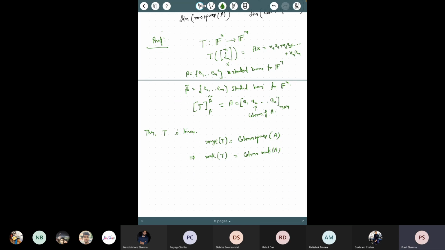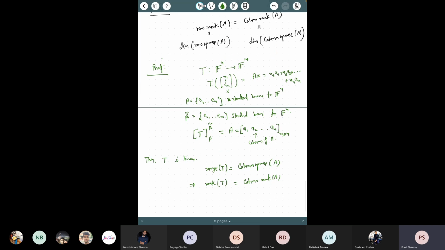Now I want to use the previous result, because I want to show that the dimension of the column space is the same as the dimension of the row space. The dimension of the column space I already know, and I know that the dimension of the row space is the same as the dimension of the column space of A transpose. There is a relation between the columns of A transpose and the rows of A. They are the same. So the column space of A transpose would be the row space of A. And I want to use this fact.